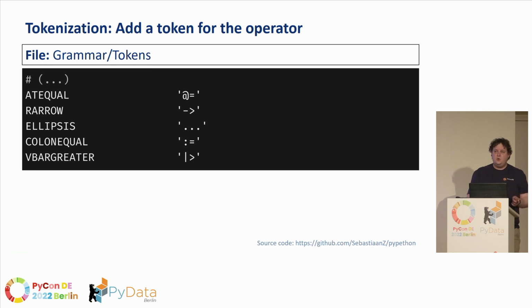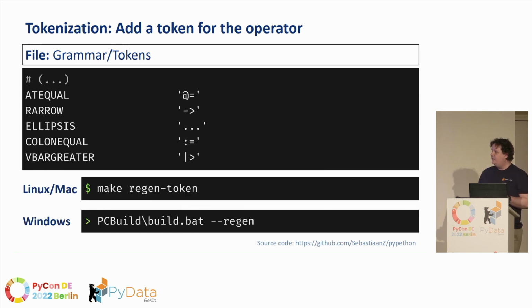There's just one small catch, and this is something that we'll see a lot today. This is just a configuration file for the tokenizer. The tokenizer itself will not read from this file whenever it's parsing your code. So we have to regenerate the tokenizer, and there's a very simple command for that. If you use make on Linux or Mac, it's just make regen-token, and it will then remake the tokenizer, including the new token, so that it's aware of our new token.